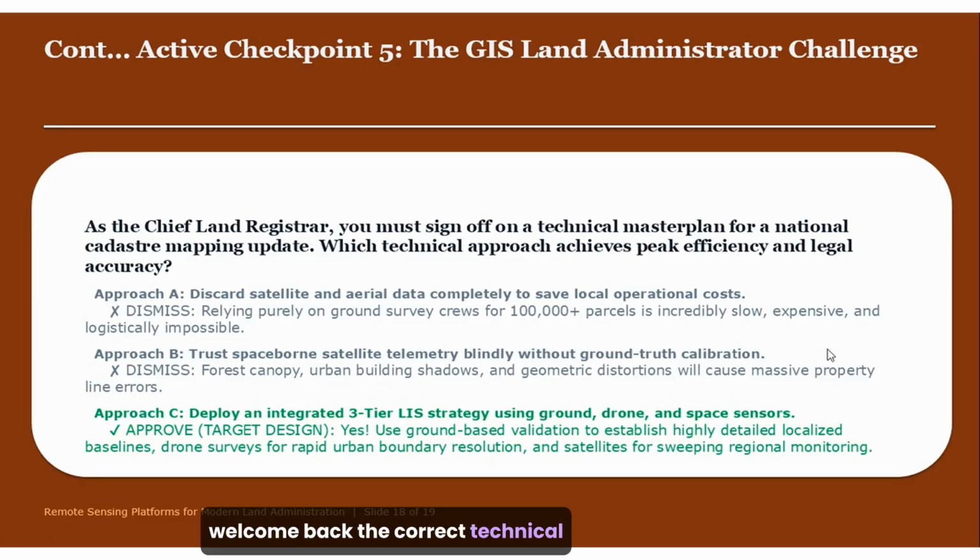Welcome back. The correct technical choice is approach C, an integrated multi-platform strategy that leverages the best qualities of each platform. Ground-based calibration secures accuracy, aerial systems map hazardous or dense zones safely, and satellite orbits monitor the regional trends. You are officially ready to run a modern professional cadastral mapping department.